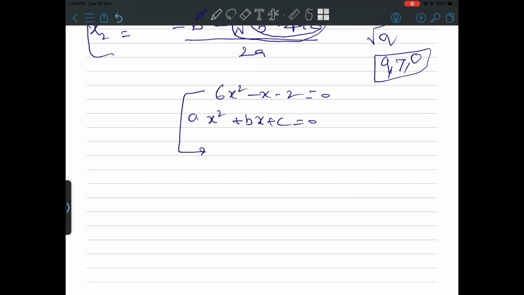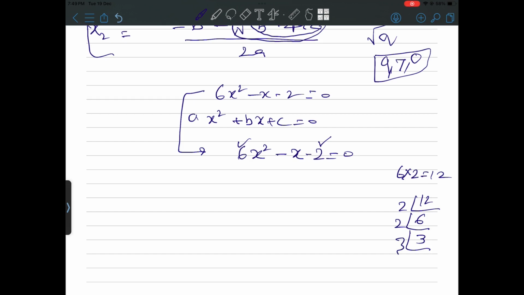So now how do we do that in this case? The equation is 6x square minus x minus 2 is equal to 0. So what we do, we multiply the coefficient of x square and the constant term, right? So it shows 6 into 2 is equal to 12, right? And then we find the factors of 12. It means that 2 sixes are 12, 2 threes are 6, and 3 ones are 3.